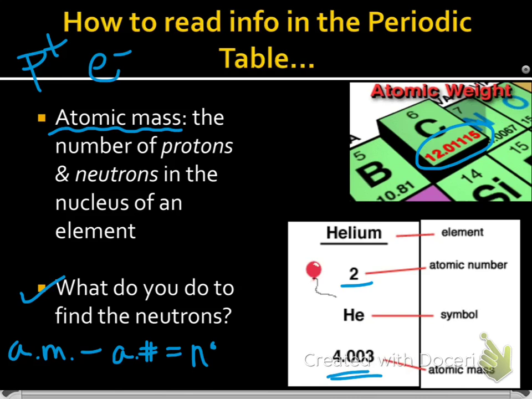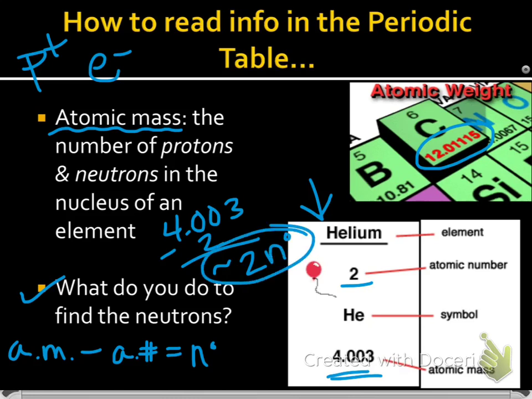So in the case of this one here, 4.003, and we round when we figure out those things, but for now, round. So we get around 2 neutrons. So that's how many neutrons it has. Now, 2 is also the number of protons and electrons. That will not always be the case. In some elements, you will have a different number of neutrons than your protons or electrons.